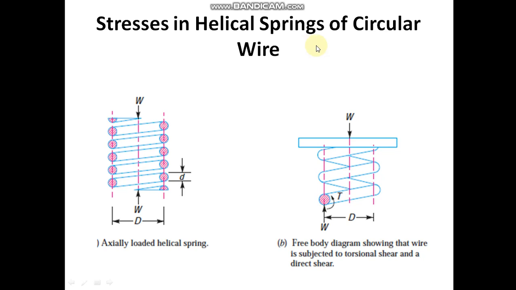So, stresses in helical springs of circular wire. So this is your spring, load acting W, of coil diameter D and wire diameter small d. So this is an axially loaded helical spring. So it will apply a force, that is torque or shear stress, on the wire.